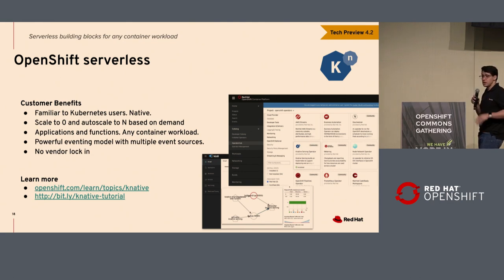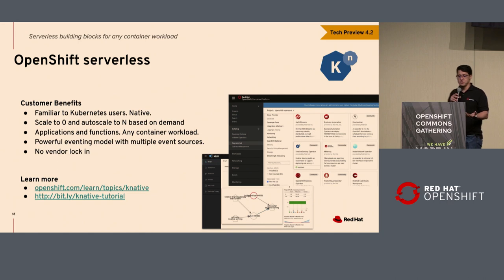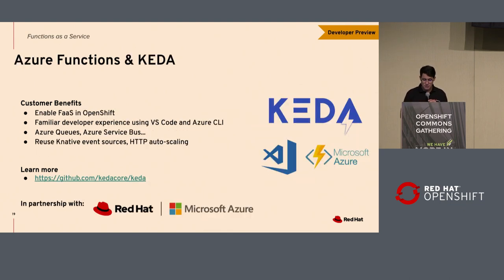And we did not demonstrate it here today because, again, short on time, but there is also a powerful eventing model that can be used to trigger those applications, to trigger those containers from Kafka to CamelK to Fuse to GitHub and a bunch of different event sources that can be used. And of course, based on an open source project, no vendor lock-in. There is nothing proprietary here for what we just showed.